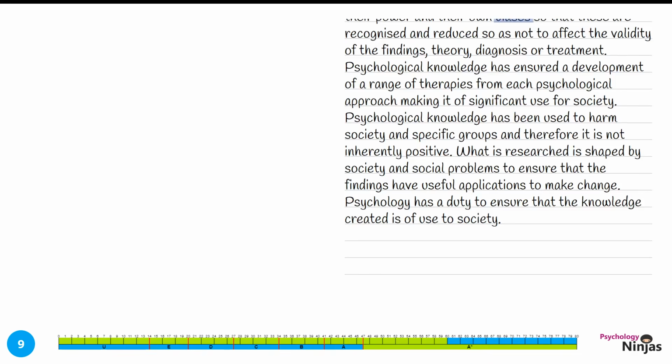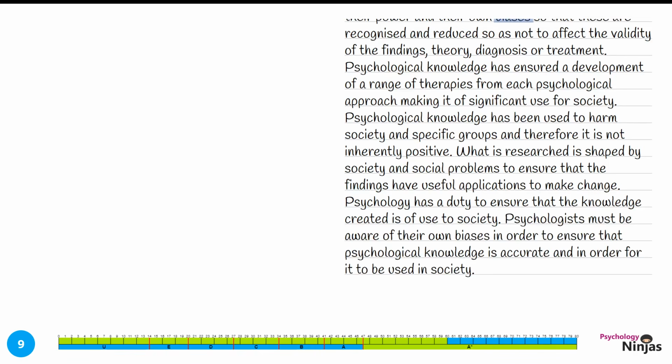Psychology has a duty to ensure that the knowledge created is of use to society. Psychologists must be aware of their own biases in order to ensure that the psychological knowledge is accurate and in order to be of use in society.